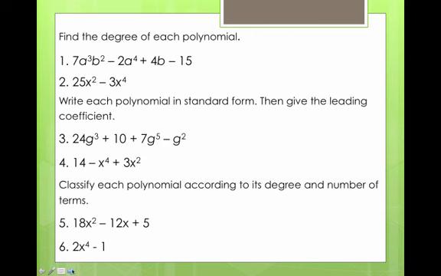Okay, so here are just some examples for you to run through. These are in your notes, but you're going to show them to me tomorrow. I'm looking to see how well we understand the degree of each of these polynomials. I just need you to identify the degree. Here, I want you to write it in standard form and tell me the leading coefficient. Give me both of those things. And here, you're going to classify the polynomial according to degree and the number of terms.